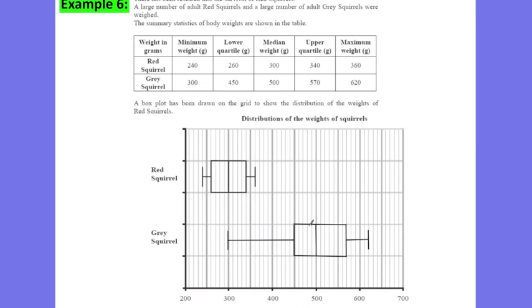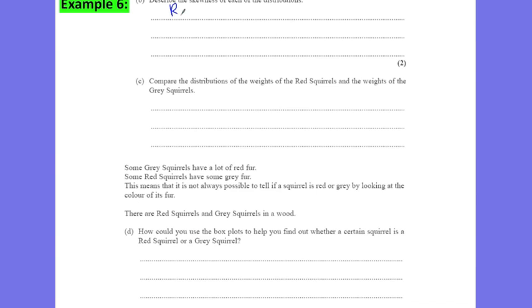However, when we look at the grey squirrels, the median is closer to the lower quartile. That means more of the points are distributed towards this end. This is a positive skew. So for our red, we have a symmetrical distribution. And for our grey, we have a positive skew.